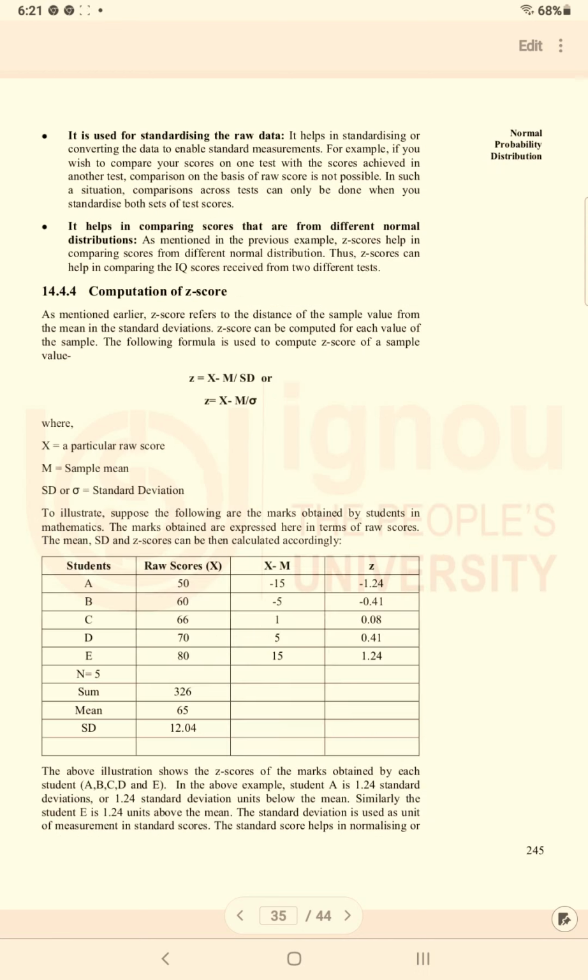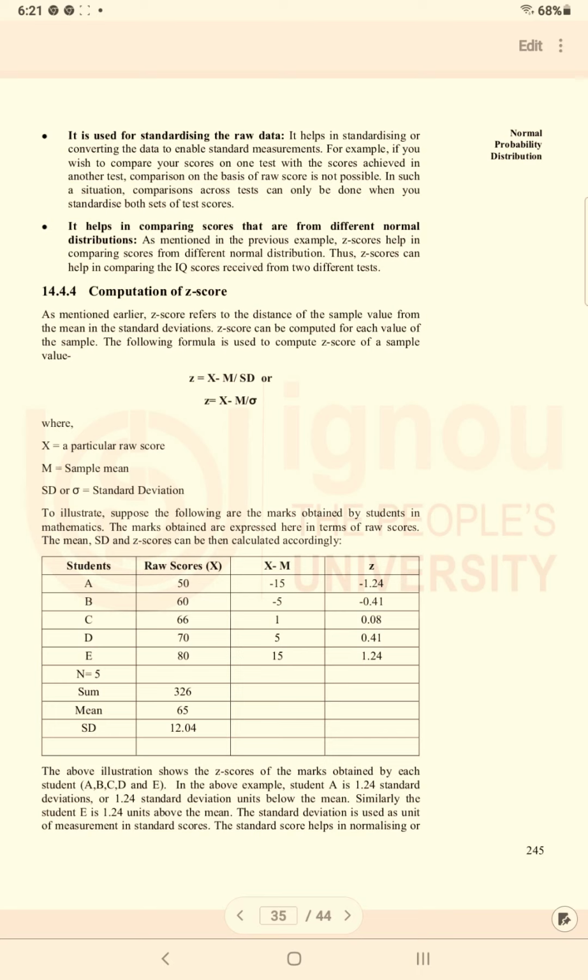It is used for standardizing the raw data. It helps in standardizing or converting the data to enable standard measurements. For example, if you wish to compare your scores on one test with the scores achieved in another test, comparison on the basis of raw score is not possible. In such a situation, comparisons across tests can only be done when you standardize both sets of test scores.